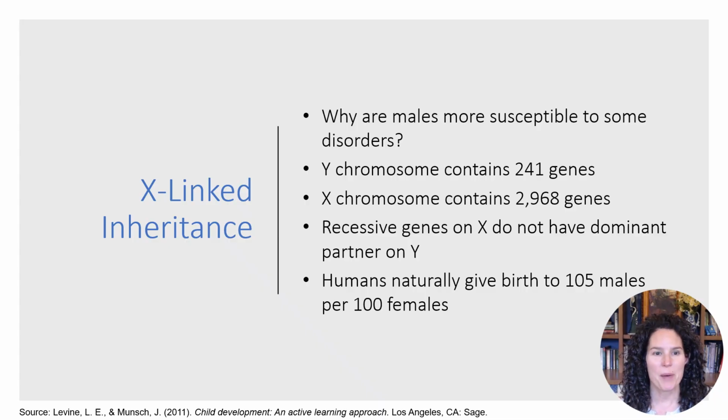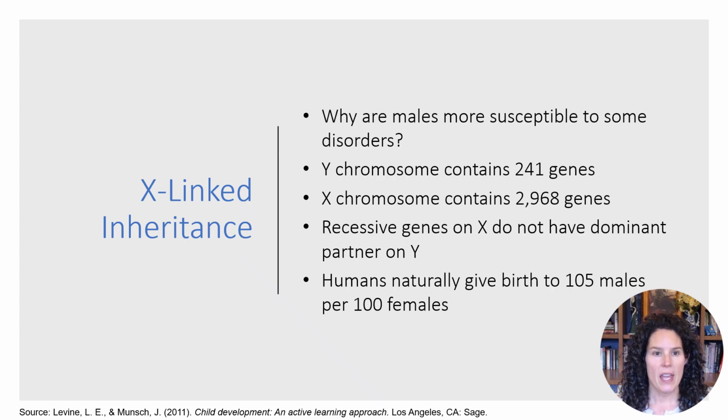Okay, so let's talk about a term called X-linked inheritance and why males are more susceptible to some disorders. On average, males are at higher risk for infant mortality, learning disabilities, intellectual disabilities, and a number of other disorders. The reason for this is that males are XY, and the Y chromosome only contains about 241 genes, while the X chromosome contains close to 3,000 genes. So they got their X chromosome from their mother and their Y chromosome from their biological father.